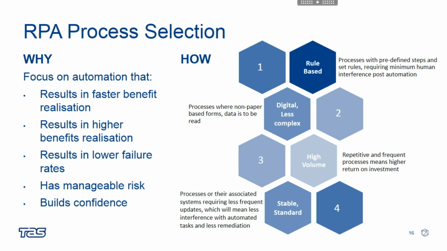So how do you identify processes that are candidates for automation? And this is something that you can do within your own business to help prepare for your RPA journey. One of the first things that you should take a look at is identifying processes that result in faster benefit realization. And what this means is that when we automate the process for you, your return on investment is delivered to you faster.